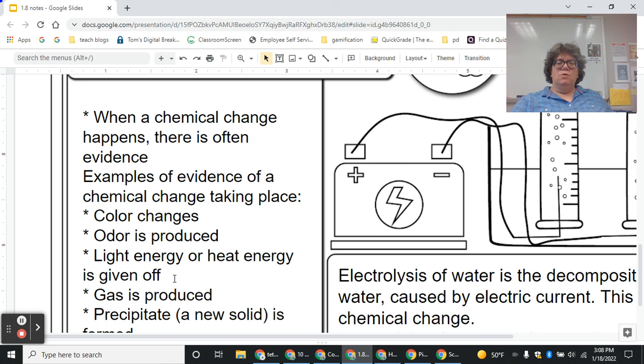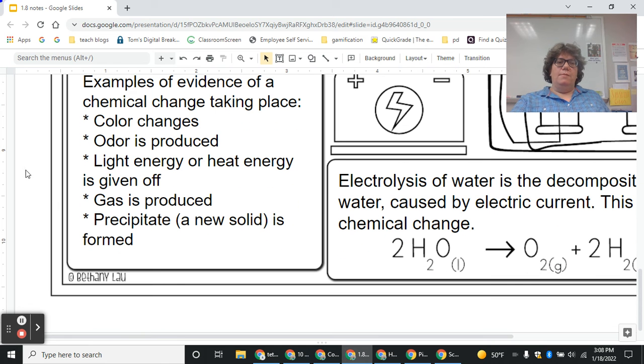So, like it says here, when a chemical change happens, oftentimes there's some sort of evidence. Like you can see something happening. There might be a color change. There might be an odor produced, right? Like when food rots, that's a chemical change. It makes an odor. It stinks. Energy is given off, whether it's heat or light. That shows you that a chemical change has happened.